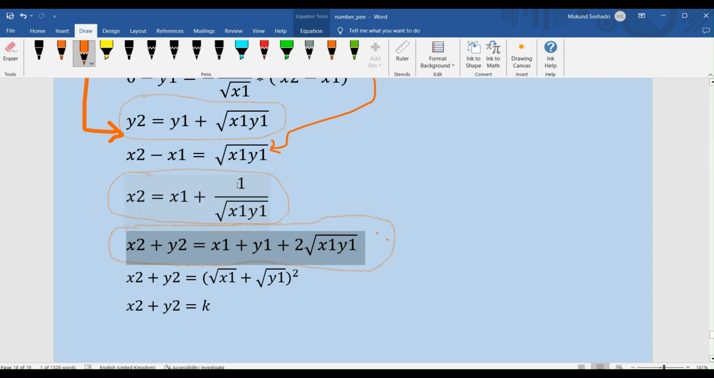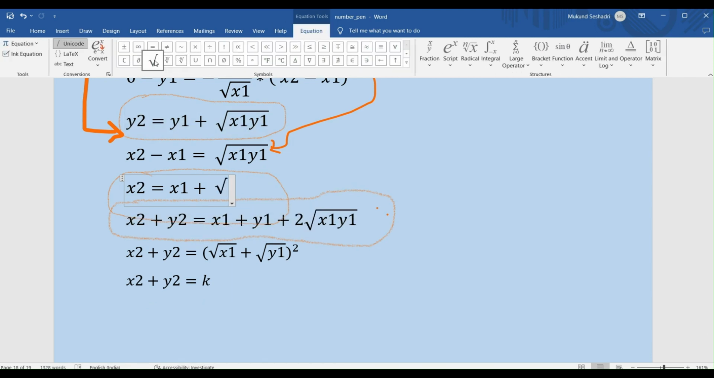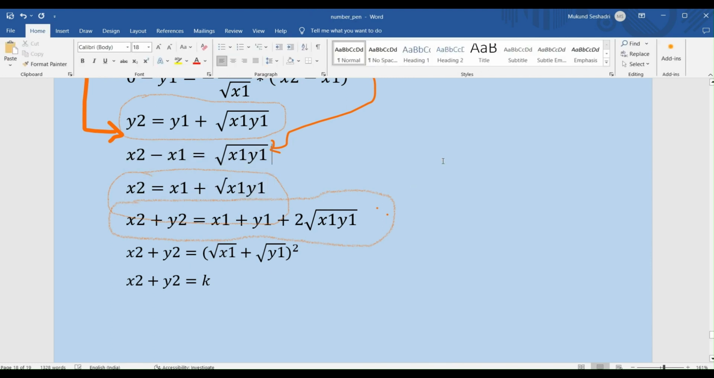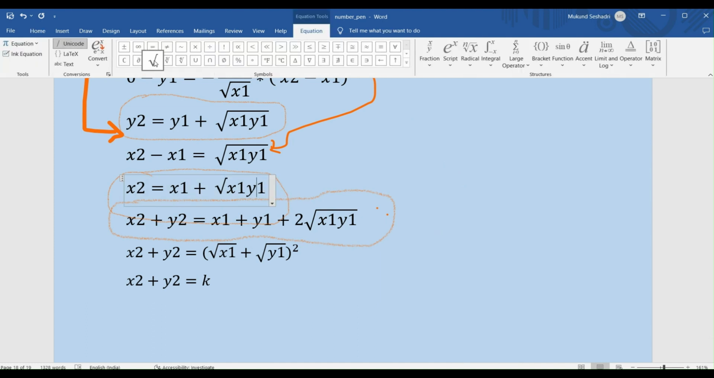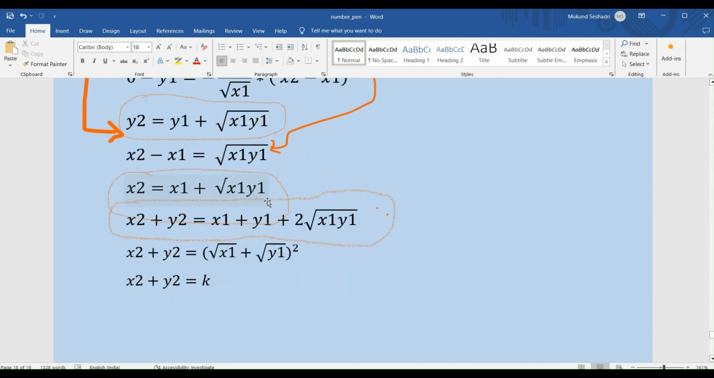There's a small mistake here. I think I got this wrong. This is x1 y1. Okay. Yeah. So you have x1 and y1, and you have x2 and y2 in terms of x1 and y1.